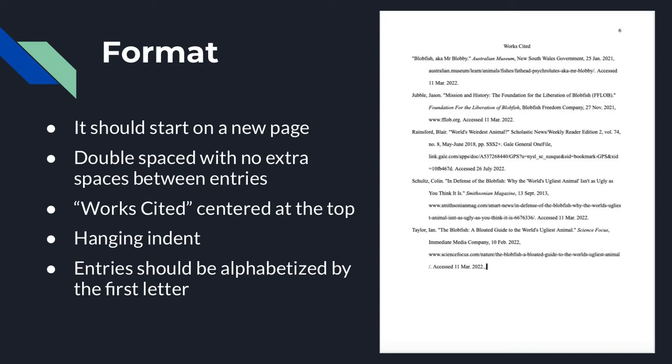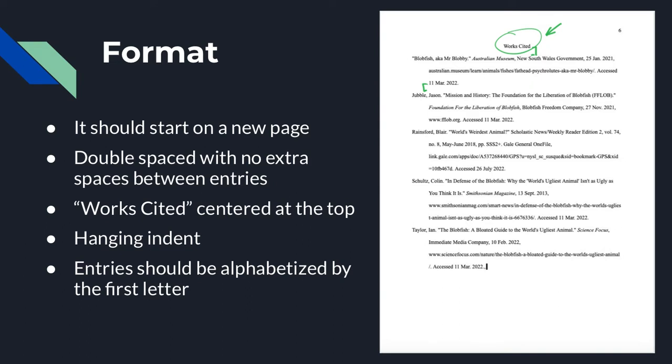It should be double spaced with no extra spaces between entries. If you look at these examples, there's no extra space between any of these entries. They're all exactly double spaced. There's not even an extra space between the title Works Cited and the first source. Everything is perfectly even double spaced. The title Works Cited is centered at the top.